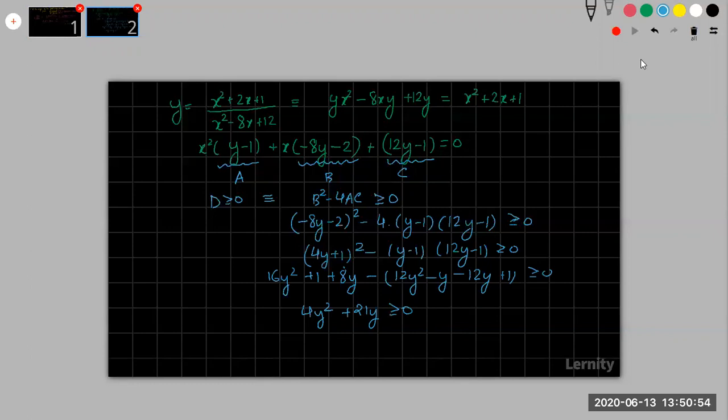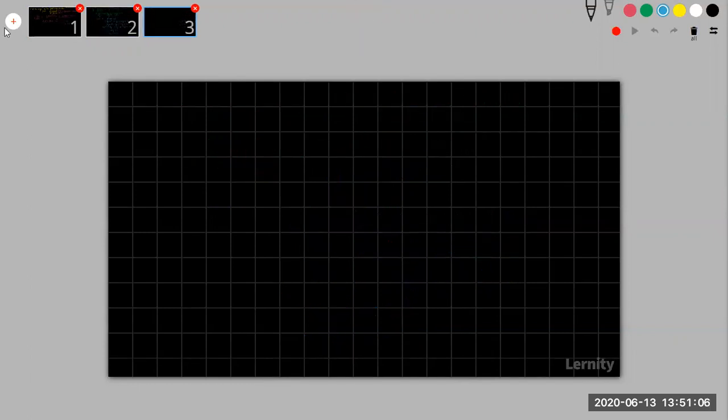So from here I can take 4y common. If I take y common, this will become y into 4y plus 21 greater than or equal to 0. Okay, now this is y into 4y plus 21 should be greater than or equal to 0.